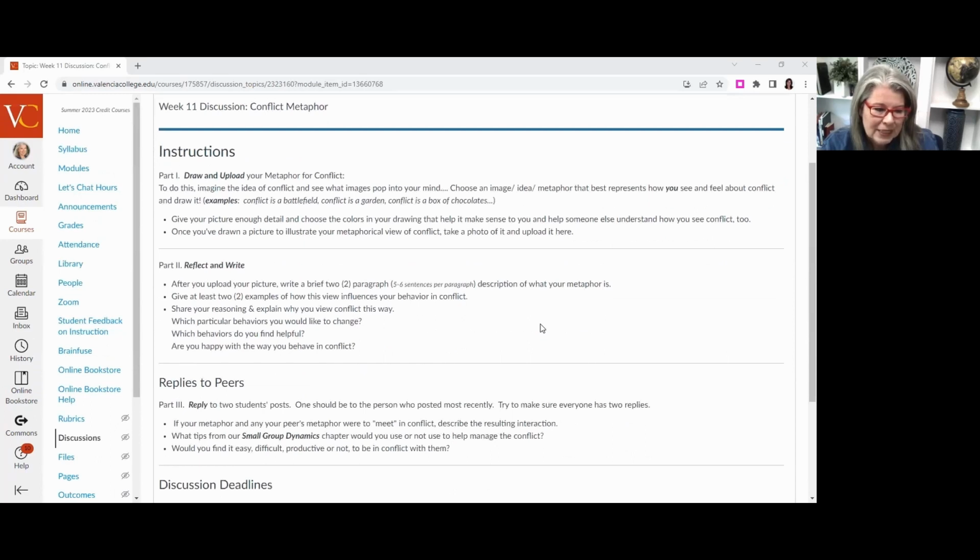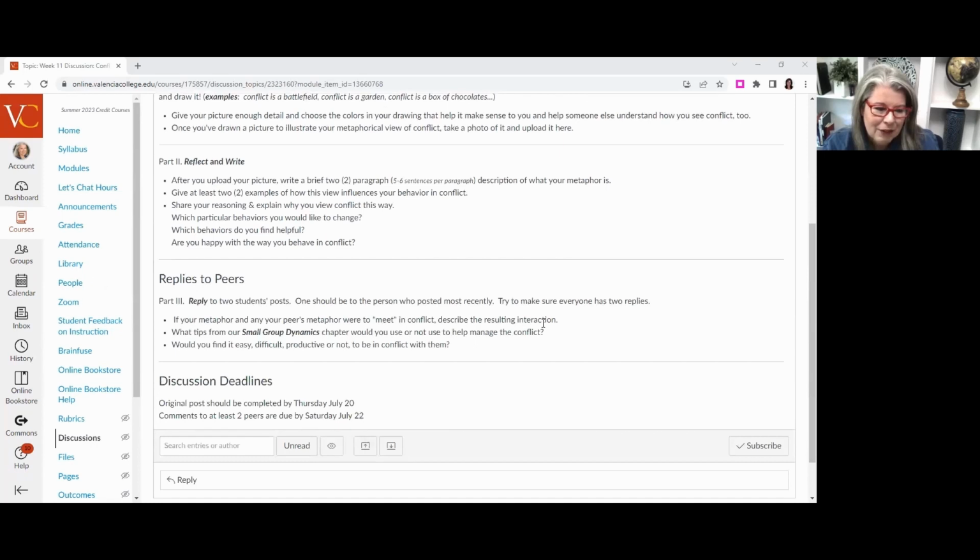Once they draw that, they upload it to the discussion, and then they reflect a little bit about the influences of their behavior in conflict that has to do with the metaphor, such as which behaviors they would like to change when it comes to conflict, and which behaviors they feel are helpful.